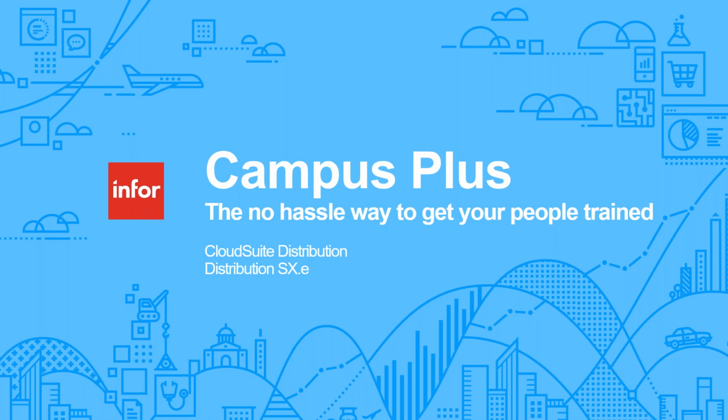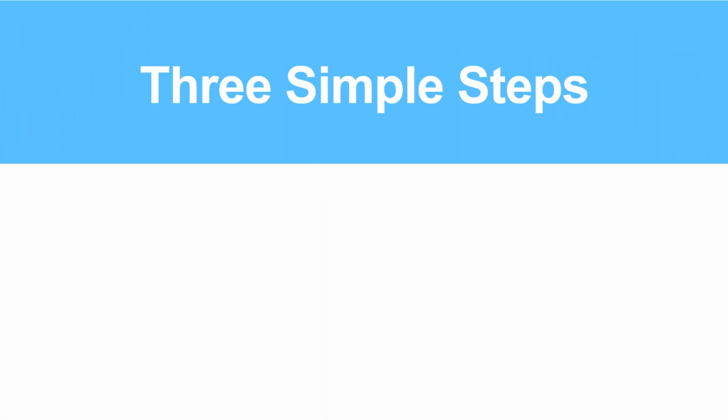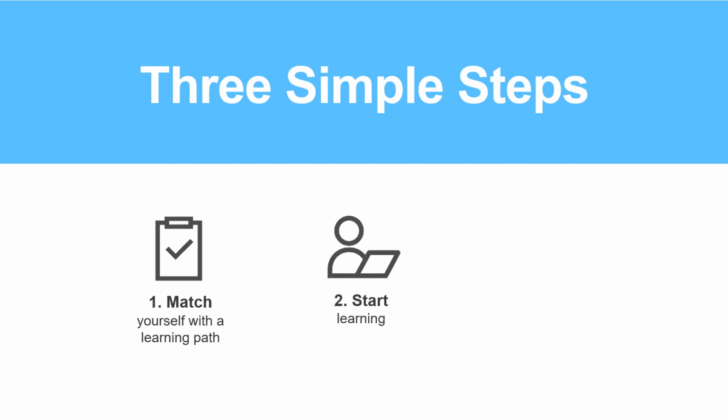And at campus, what we want to do is make it really simple. And so the approach is this simple. It's 3 steps. The first thing that you're going to do is match yourself or match this new person on your team with a learning path. And once you've done that, identified the learning path that's applicable to you, you just start learning using one of the many resources that we provide to learn the topics that are on that path.